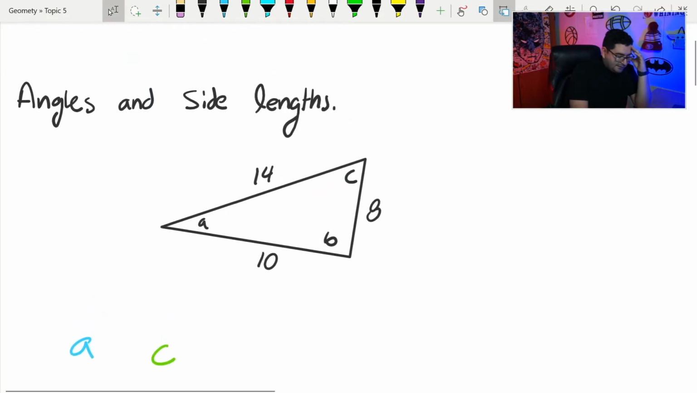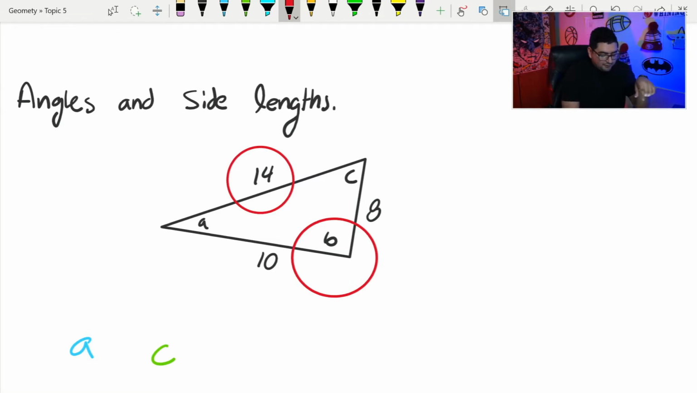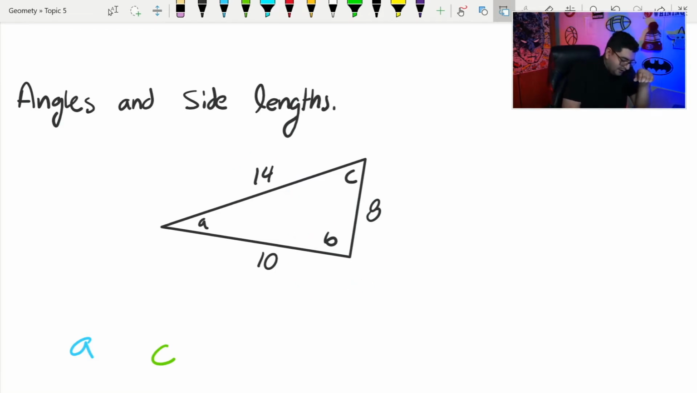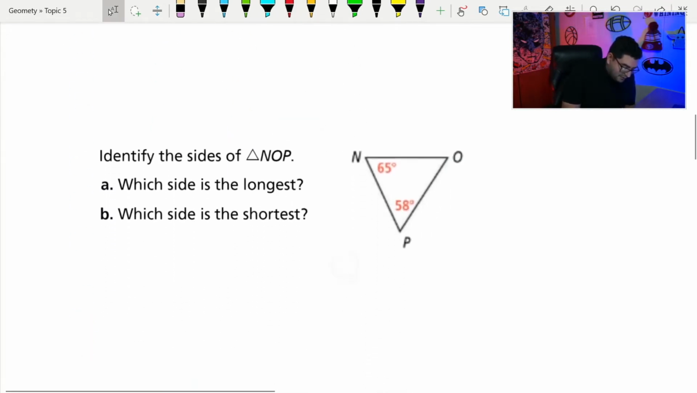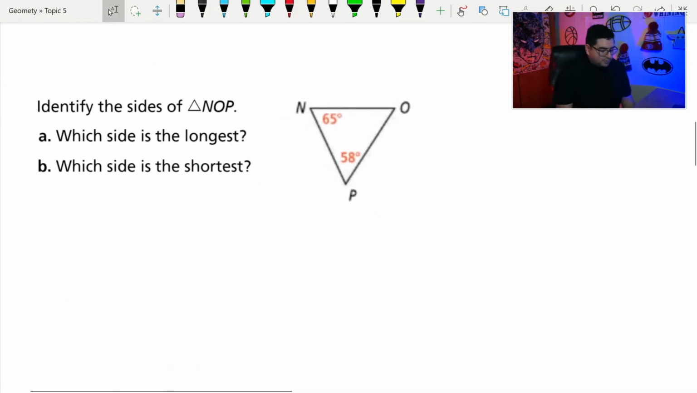And then the biggest side will be opposite to the biggest angle. So 14 is opposite to angle B, which means angle B would be the largest of these angles. And that's how these angles are related to their sides. So let's go ahead and look at a problem where we have to use this concept to find missing side lengths or angles, or maybe even to put them in the correct order.